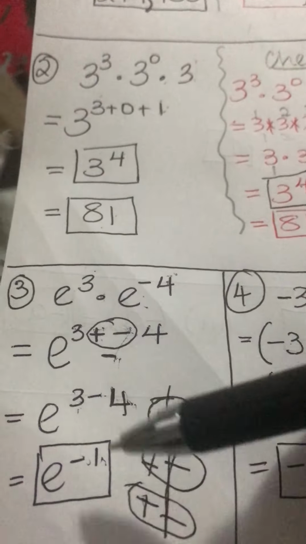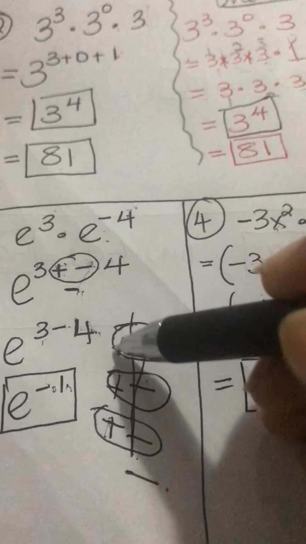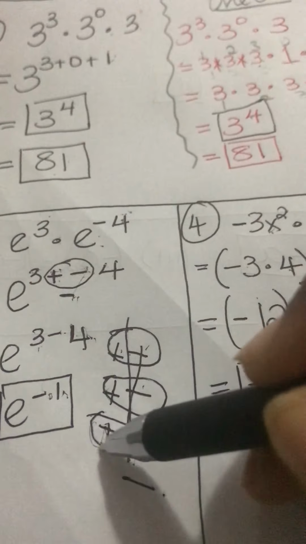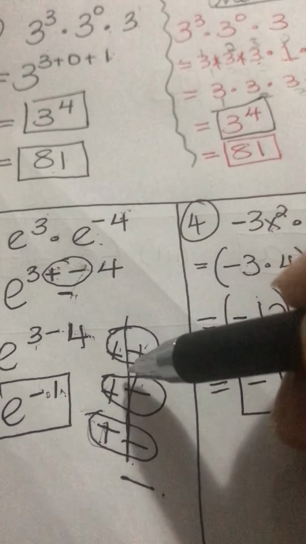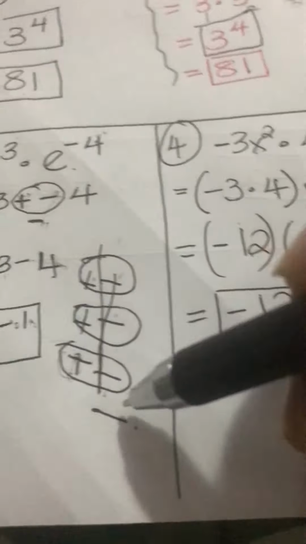And how did I know it is -1? I drew 3 positives and 4 negatives, and then I made my 0 pairs. A positive and a negative together makes a 0 pair. I used everything, so what is remaining is only 1 negative, and I wrote it over there.